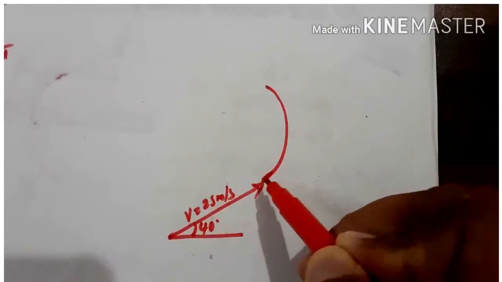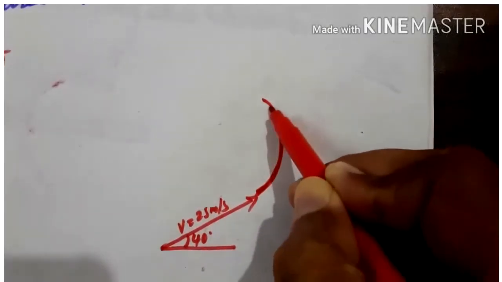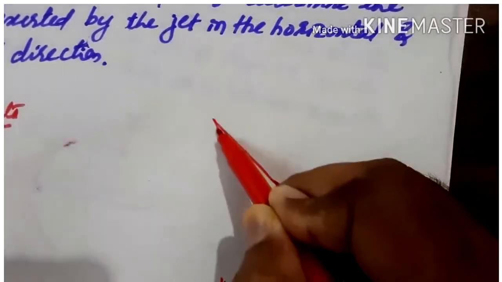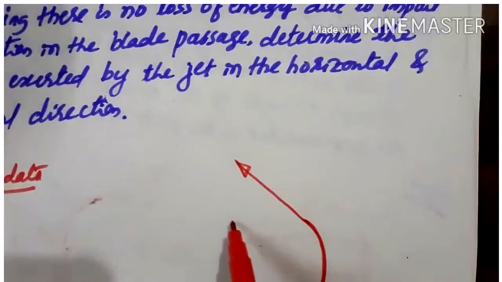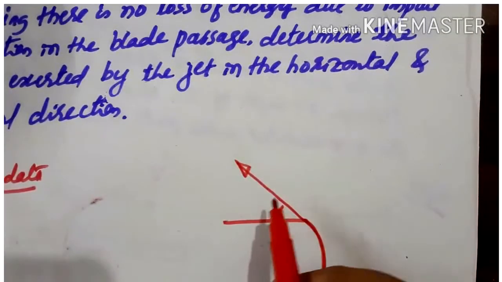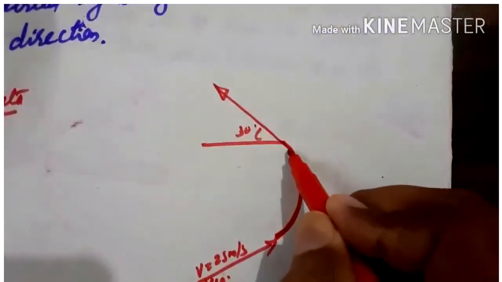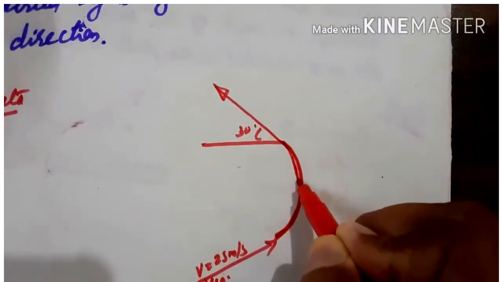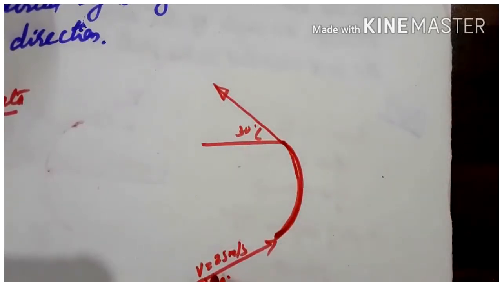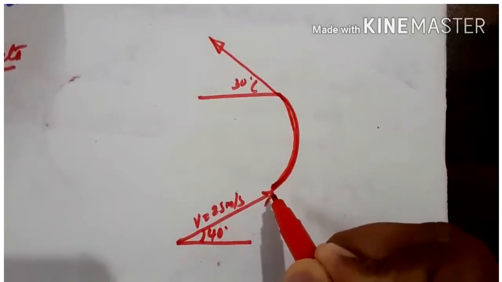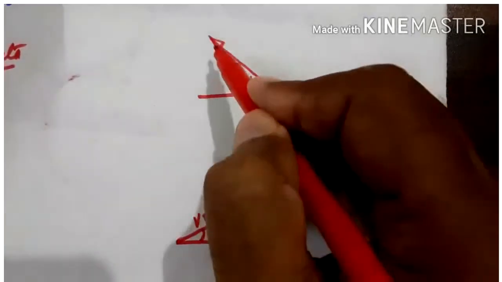Also, they have mentioned there is no friction loss, so water will glide over the surface and leave the vane. It leaves the vane by making an angle of 30 degree. Since there is no loss in the passage of the blade, there is no loss of energy due to impact. So whatever velocity with which the jet is entering into the blade passage, with the same velocity it will be leaving.